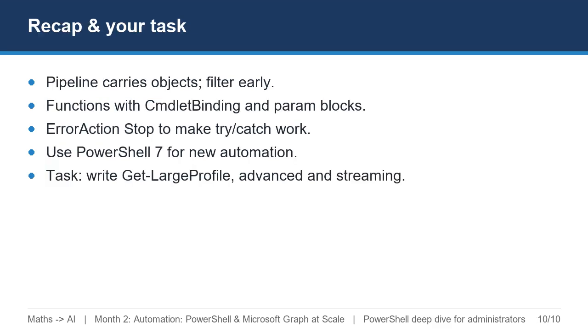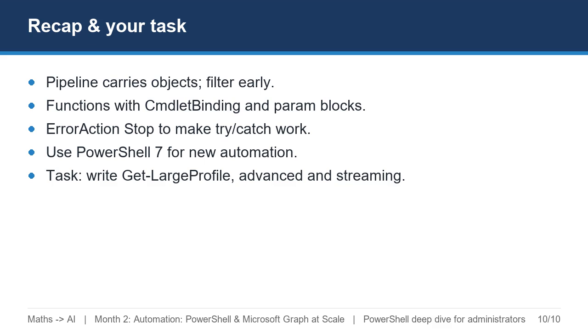Let us recap. The pipeline carries objects, so filter early and shape with calculated properties. Real work goes in functions with CmdletBinding and validated param blocks. Remember, ErrorAction Stop is what makes try-catch actually catch. And use PowerShell 7 for anything new.